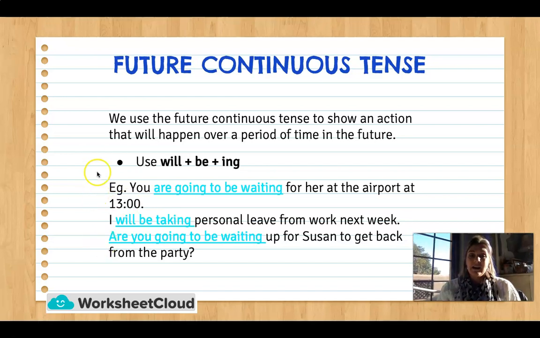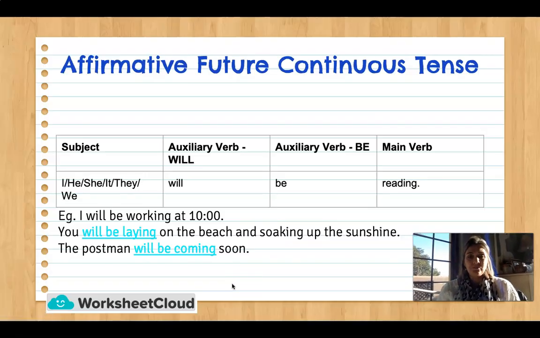So there again, I hope you can see what we're going to be doing now. There is your affirmative. You are going. I will be. And then this one, are you going to be waiting up, is your interrogative future continuous tense. Good. So let's take a look at the affirmative.